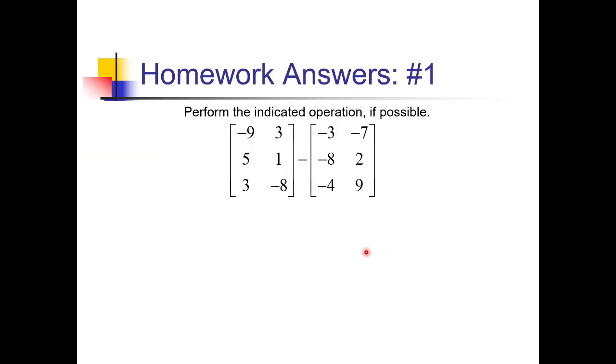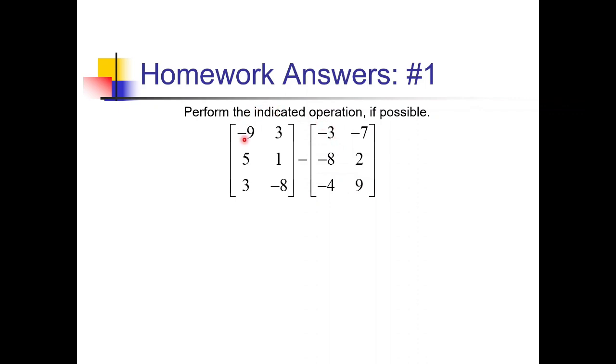For this first problem, they want us to do the indicated operation, which in this case is subtracting the matrices. Since these matrices are the same dimensions, we can add or subtract them just fine. All we have to do is subtract the numbers that are in the same position in this order.